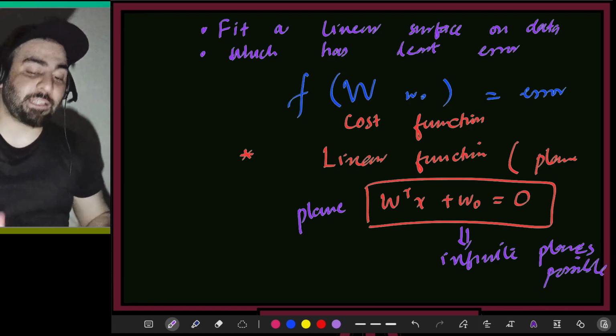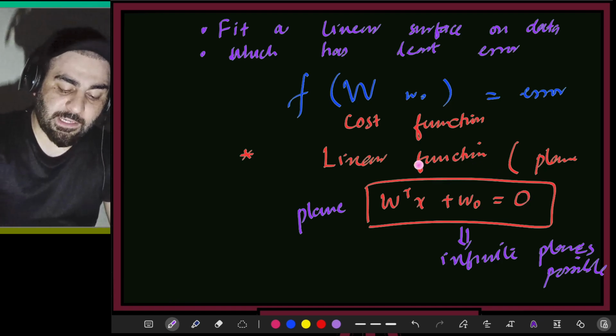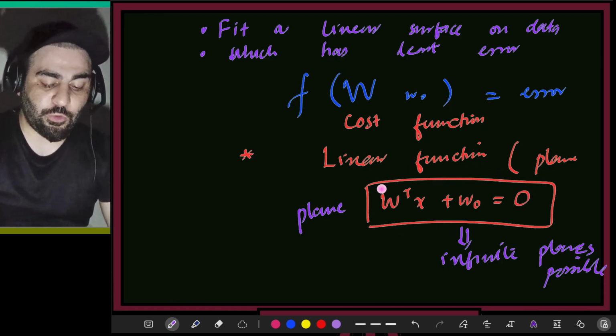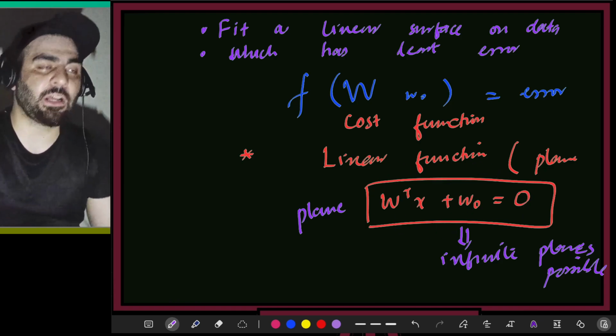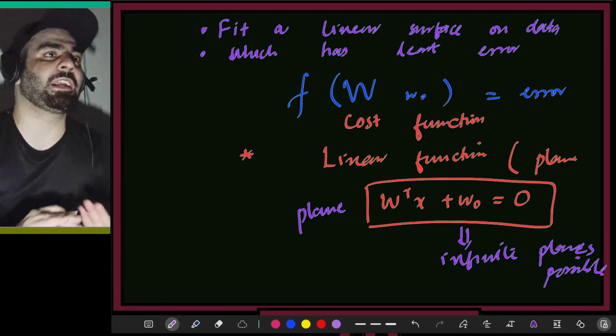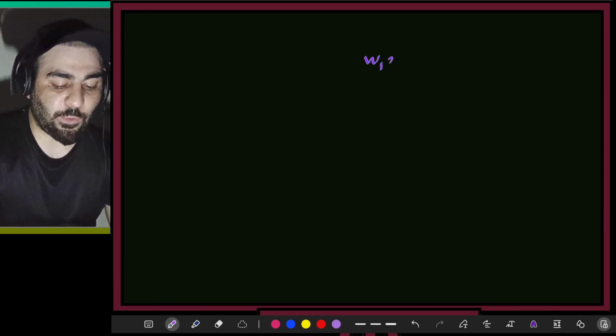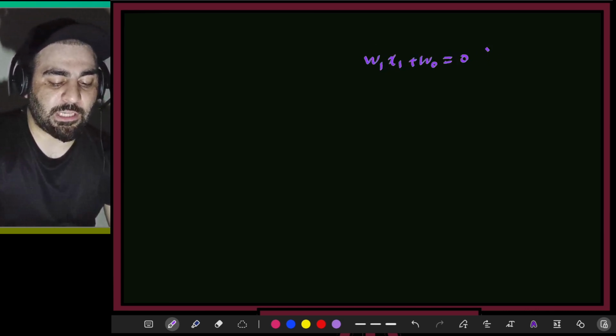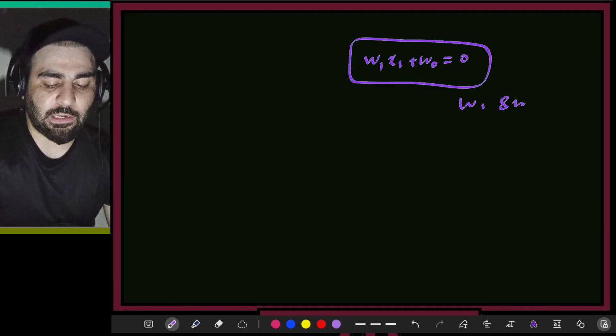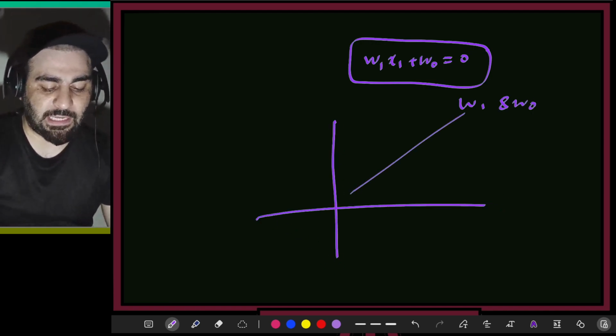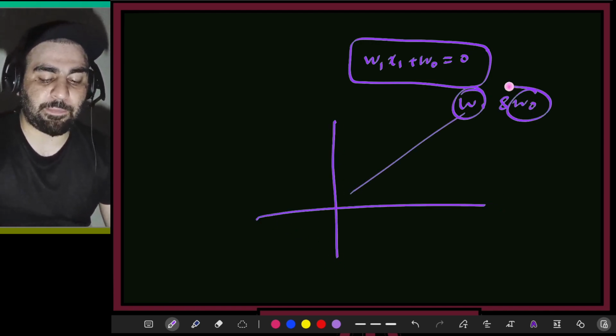So there are two functions now. The first function is the function of the plane, for which you want to find W transpose and W naught, so that you fit in the values and you get a line or a plane. You will get a line if it is W1 x1 plus W naught equal to 0. You just find the values of W1 and W naught, and you will find a line. Let's suppose that line looks something like this. You just want to find that perfect W1 and W naught.